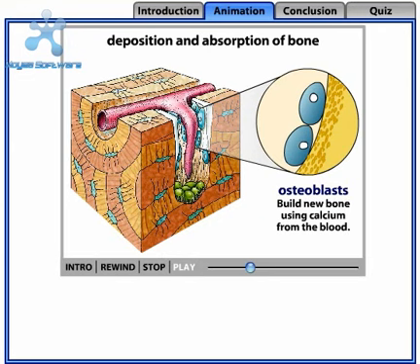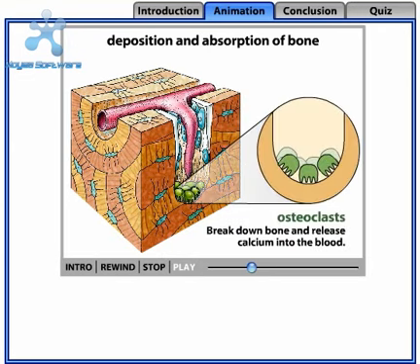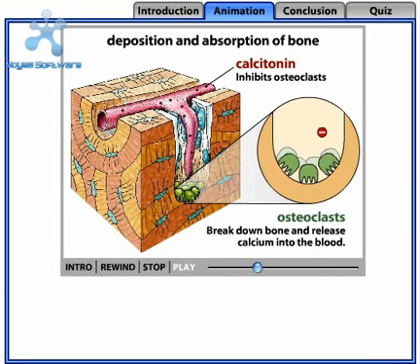Osteoblasts take up circulating calcium and deposit new bone, whereas osteoclasts break down the bone and release calcium into the bloodstream. Calcitonin decreases the activity of osteoclasts and thereby shifts the balance of bone turnover to favor deposition of new bone and removal of calcium from the blood.